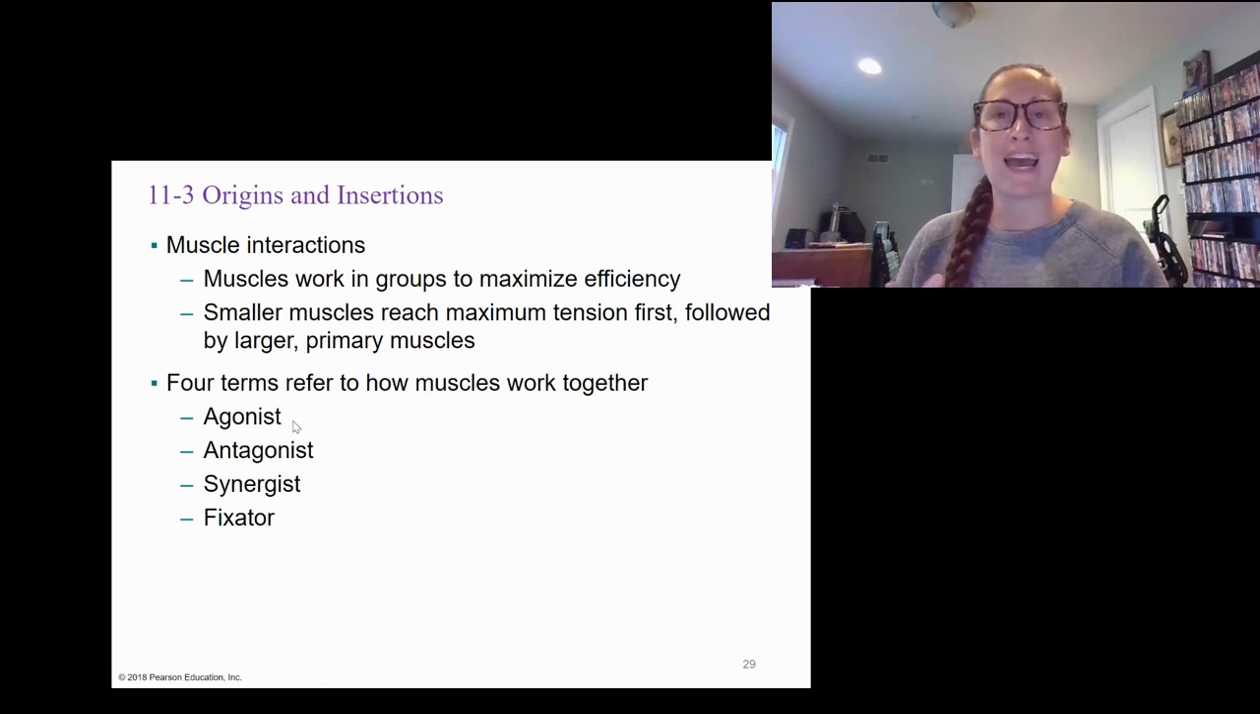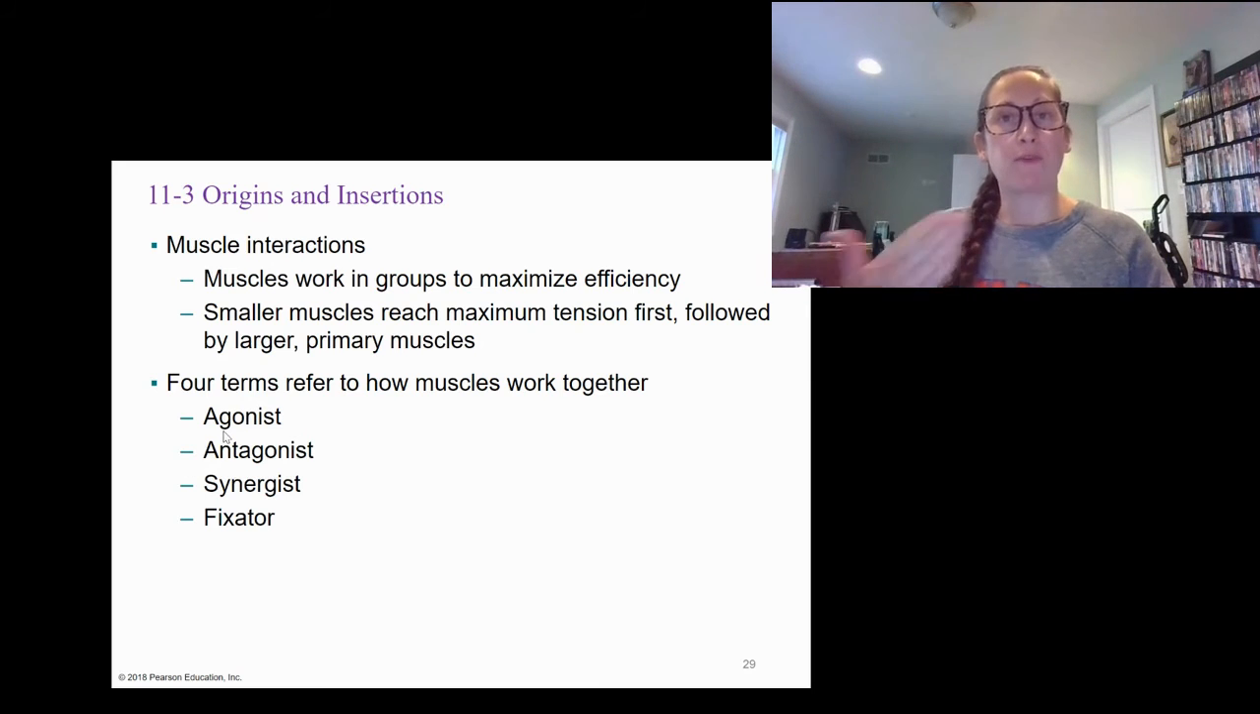So the first is called an agonist. An agonist is more commonly referred to as a prime mover, and that's the terminology that I'll use for the most part. But an agonist is going to be the muscle that's primarily responsible for doing that movement. So maybe you'll have a prime mover for wrist flexion, or you'll have a prime mover for thigh adduction, because that is the main muscle who is coordinating or providing the most movement for that particular action.